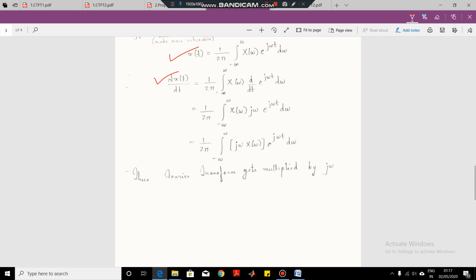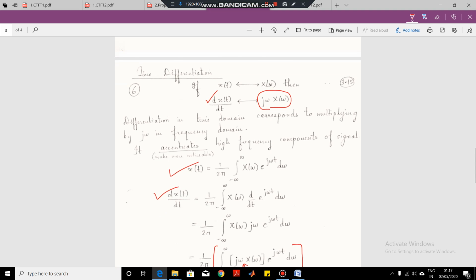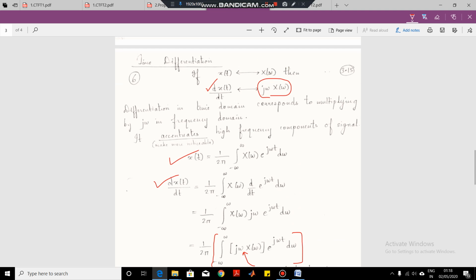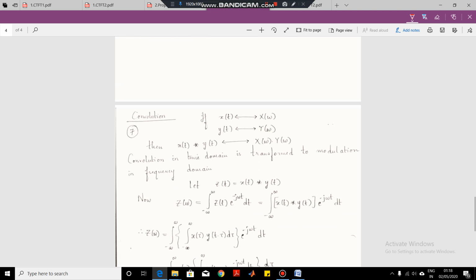Now after this, when you combine, this equation gives us the result that the Fourier transform gets multiplied by j omega. This is what we have to prove, that it is j omega multiplied by X of omega. So in this way we can prove the time differentiation property of Fourier transform.